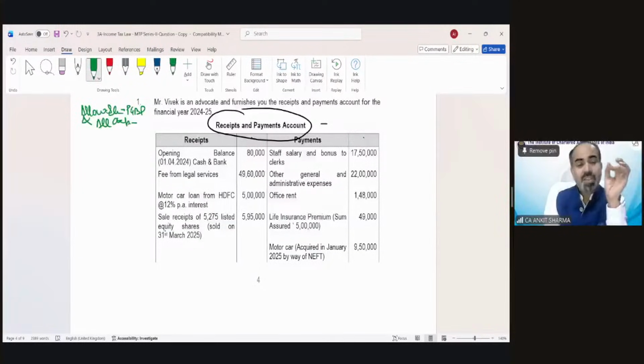But in case of receipt and payment, what do we have to do? We have to consider only those incomes that are part of my PGBP, and only those expenditures that form part of my business expenditure. Understood? Let me tell you what the difference is.